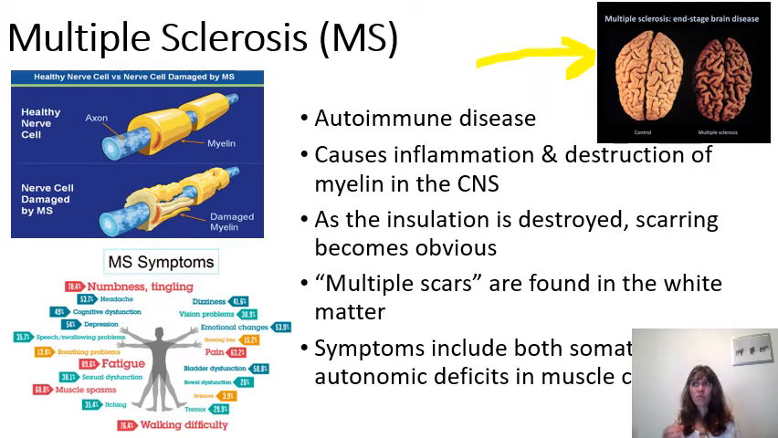I know that there are multiple types of pharmaceuticals that are being investigated to slow or stop the progression, but I am not aware of anything that's really been effective in stopping the progression or even slowing the progression of multiple sclerosis.